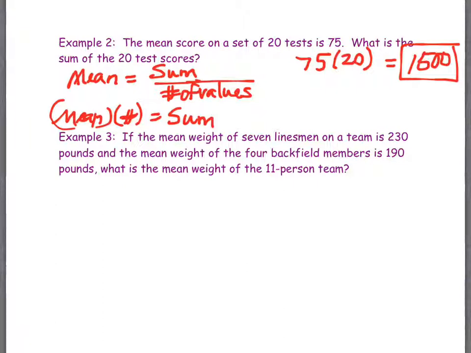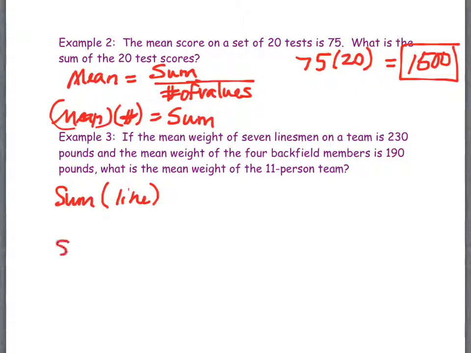All right. So here's the deal. The question asks, what do we do to find the mean weight of the 11-person team? Let me just tell you right now, we don't add 190 and 230 and divide by 2. It's not going to work. Why? Because there's more of one than the other, so somehow we've got to take that into account when we find this new mean weight. How are we going to find it? Find the sum of all the linesmen and the sum of all the backfield members, and then add those together.